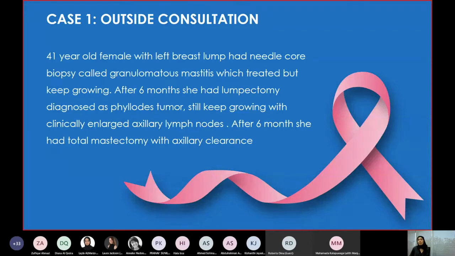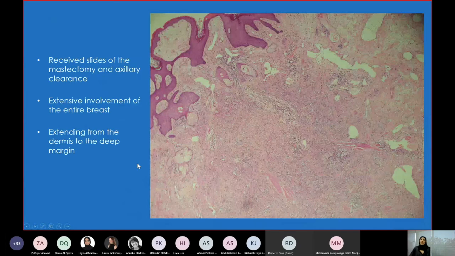This was an outside consultation, so I received the slides and the blocks. And this was an extensive tumor involvement in all blocks. It was there all the way from the top, I mean the skin, the dermis, up to the deep margin, close to even the muscle. From this power, we can see there is a busy stroma, reaching up to the dermis, with inflammatory infiltrate in between.